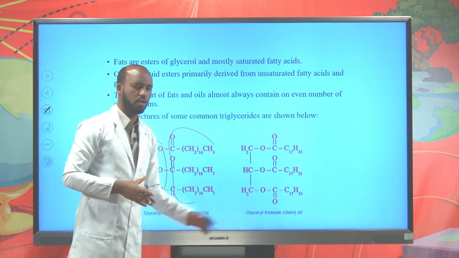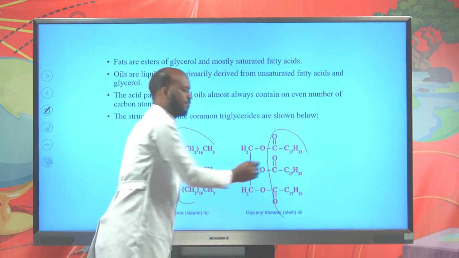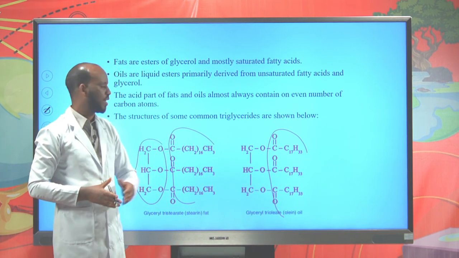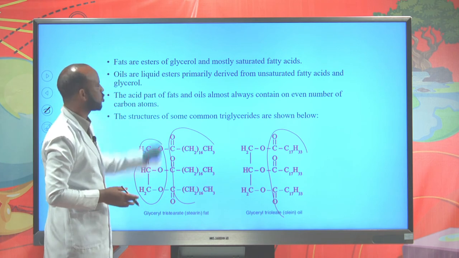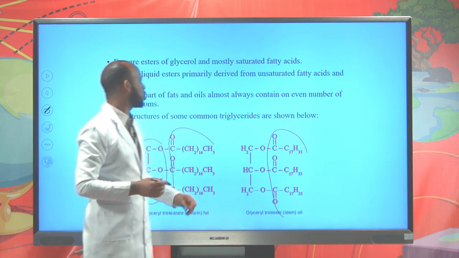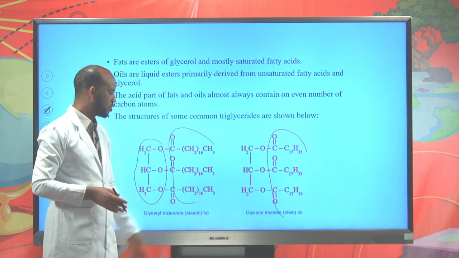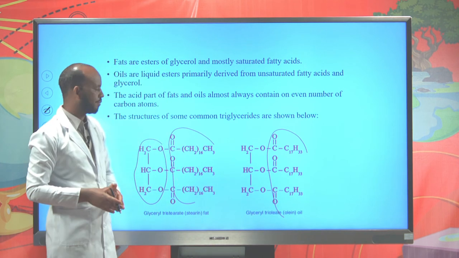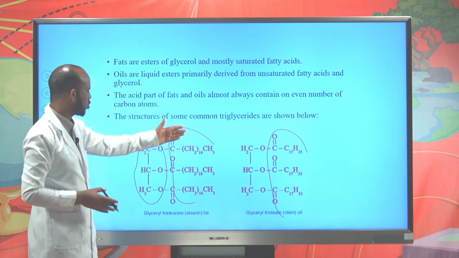Oils are made mostly from glycerol and unsaturated fatty acids. Unsaturated fatty acids plus glycerol result in the formation of oil. Oils are liquid esters primarily derived from unsaturated fatty acids and glycerol. The acid parts of fat and oil almost always contain an even number of carbon atoms. The structures of some common triglycerides are shown below. See, this structure represents a fat. This represents an oil, because the fatty acid portion here is unsaturated, while the fatty acid portion there is saturated.